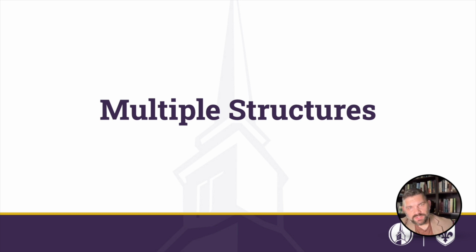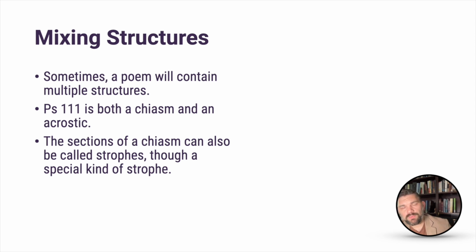As we conclude this lecture, there are some psalms that contain multiple types of structures. The second bullet point here highlights that, Psalm 111. It's both a chiasm and an acrostic. So double artistry there. The sections of a chiasm could also be called strophes. It's a special kind of strophe because there's parallelism going on between the strophes. So not parallelism just between the lines, but also within the larger structures, the strophes. So there are special kinds of strophes.